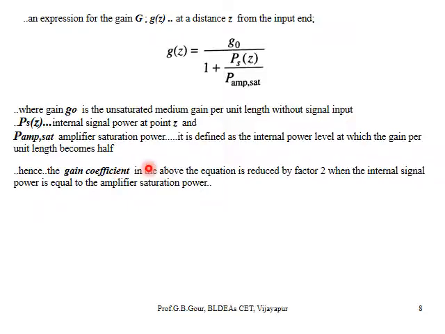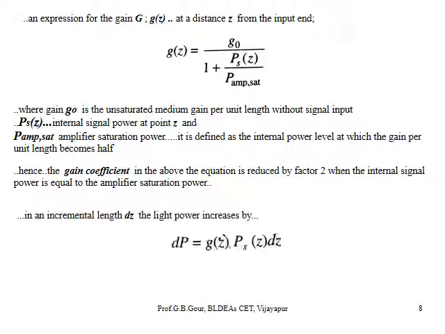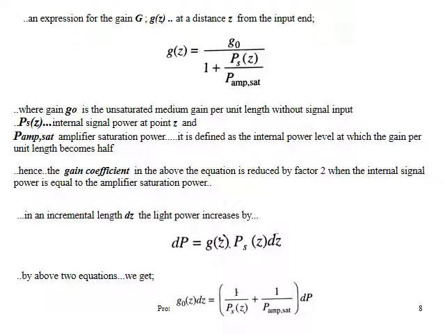So hence the gain coefficient in the above equation is reduced by a factor of 2 when the internal signal power is equal to the amplifier saturation power. That's what we just discussed. In an incremental dz, the light power increases by this much, and if you use these previous two equations, finally you will get this one. So please work out this derivation, the previous static gain derivation and this amplifier gain derivation as far as SOA is concerned. It is a very important derivation.